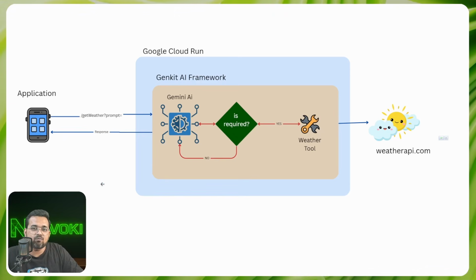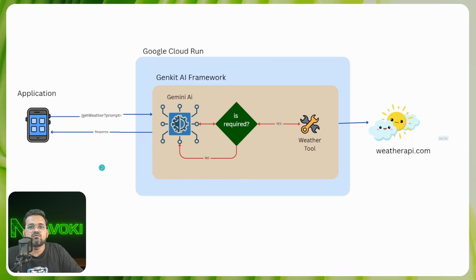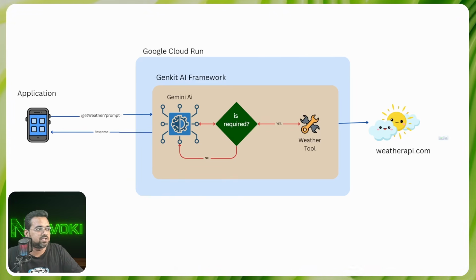In this video, I am going to create a simple weather agent. There is an application which will hit an endpoint, get weather with prompt, where the user will ask what's the weather of a given city name. We are going to create this endpoint using the Dart Shelf package that is used to create a server application using Dart. Then we will deploy this server on Google Cloud Run, which will create a publicly available endpoint. And then we'll use the Genkit AI framework to create our agents.